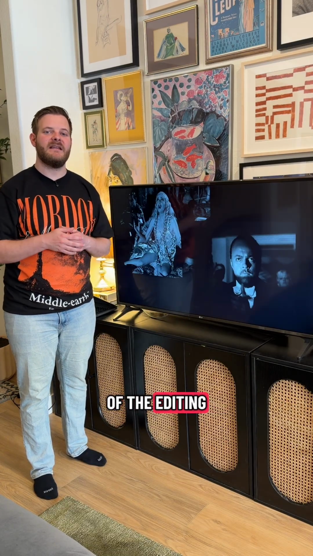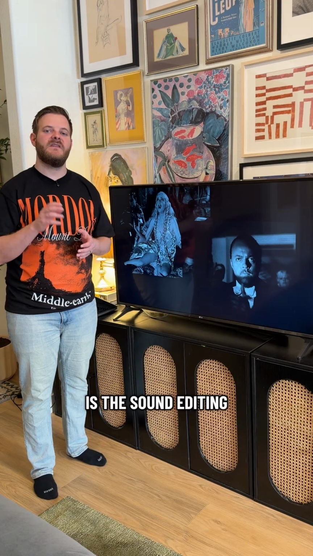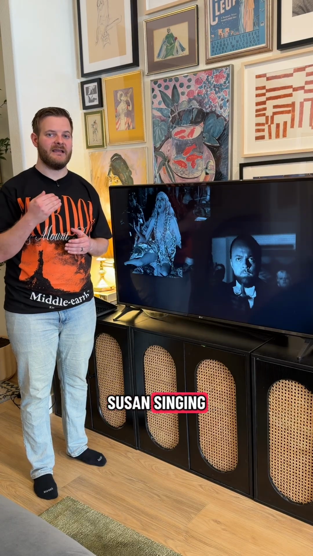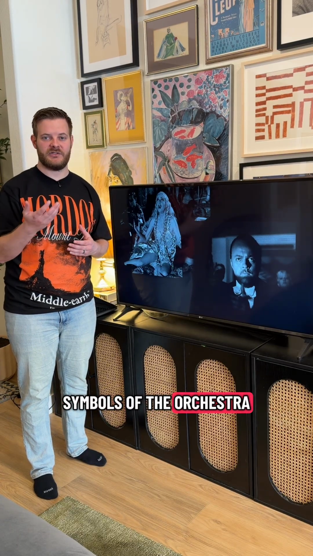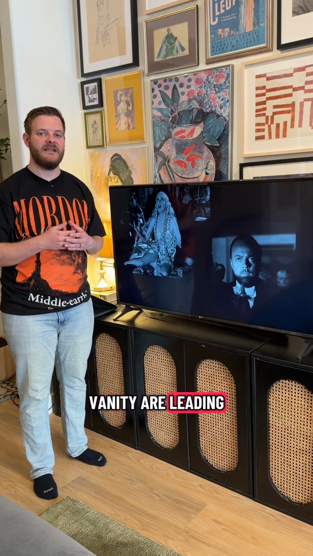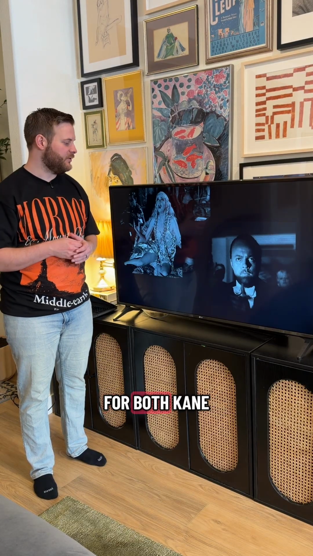But one aspect of the editing that's very important is the sound editing. The thing that really makes this montage stand out to me is the way multiple tracks of Susan's singing are layered in with the bashing cymbals of the orchestra. It makes the sequence not just chaotic, but haunting. Like these acts of vanity are leading to a bigger downfall, which they are for both Kane and Susan.